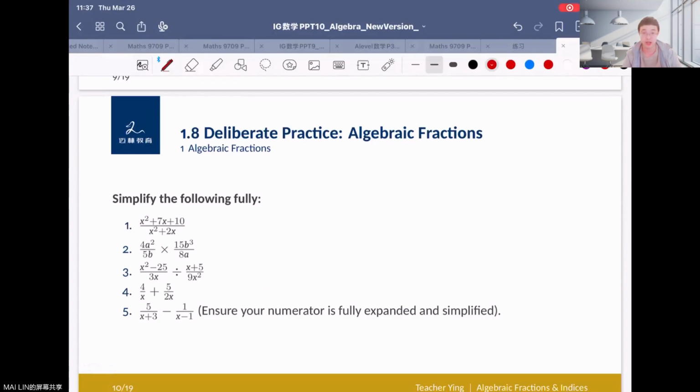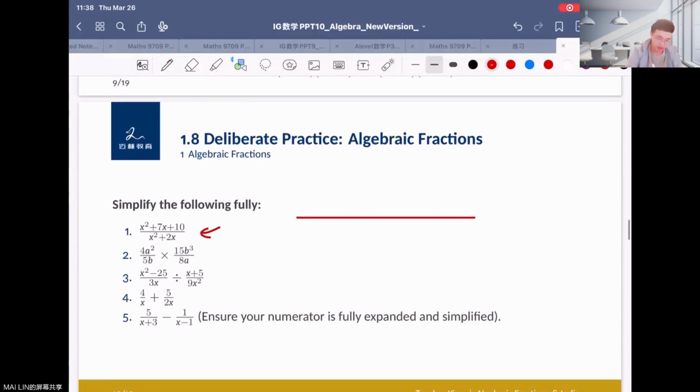But if you want to try on yourself, you can first pause the video and then try to do it yourself, okay? So maybe let's move into the first part, here, x squared plus 7x plus 10 divided by x squared plus 2x, right? First of all, you can try to find whether they have the same factors. In x squared plus 2x, you can extract an x, so we can make it become an easier form, x times x plus 2, right?